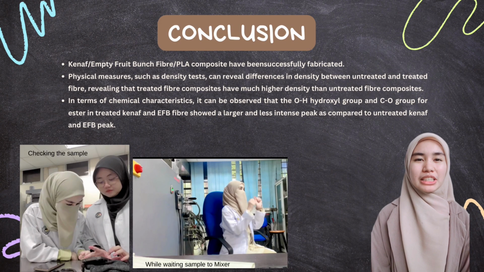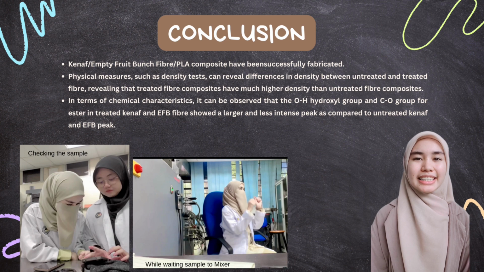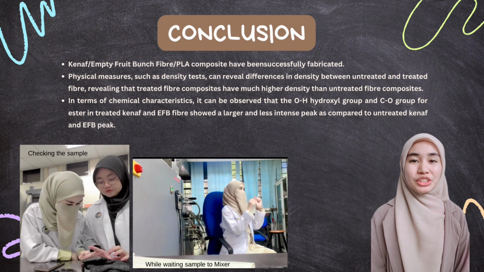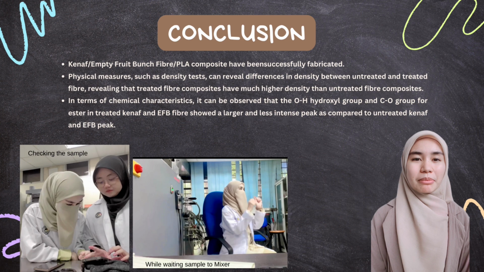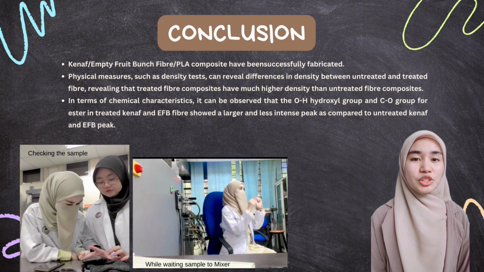Conclusion: the physical property, for example, by doing density testing, can determine the difference between the density of untreated fiber and the treated fiber. The chemical property, for example, by doing the alkaline treatment, improves the surface of the fiber, and by doing FTIR, we can see the OH hydroxyl group and C-O group for ester in treated Kenaf FB fiber show a broader and less strong peak as compared to the untreated Kenaf and FB peak.